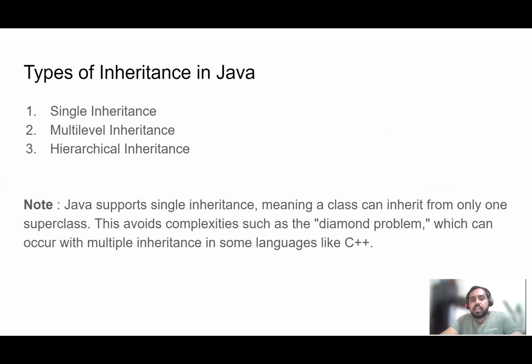Next, what are the types of inheritance in Java? We have single inheritance, multi-level inheritance, and hierarchical inheritance. But Java supports only single inheritance, not multiple inheritance. Why? Because in order to avoid the diamond shape problem, which usually occurs in other programming languages like C++. That's the reason multiple inheritance is not allowed in Java. Only multi-level, hierarchical, and single inheritance are there.